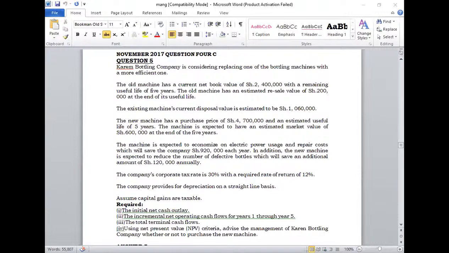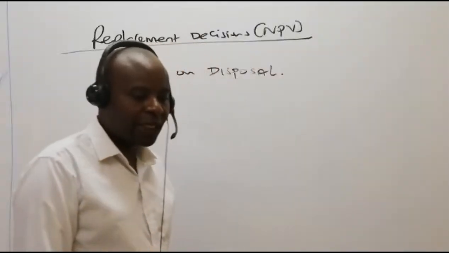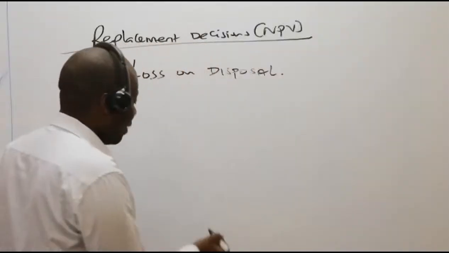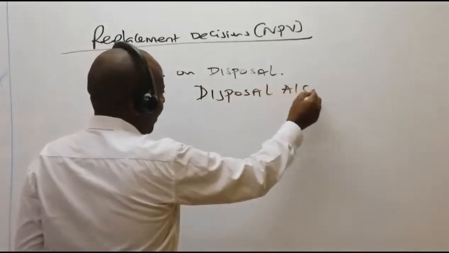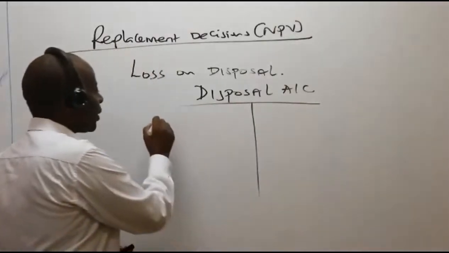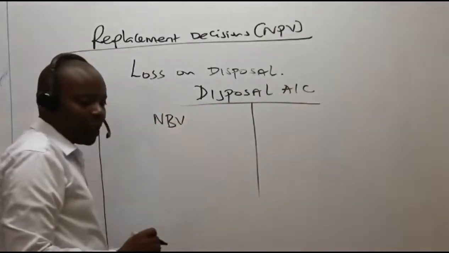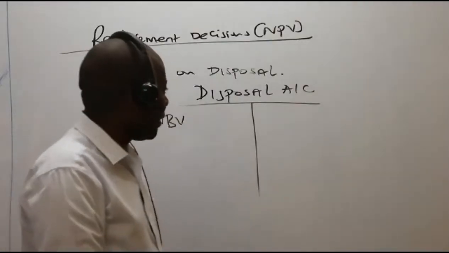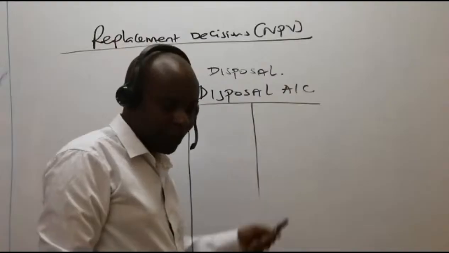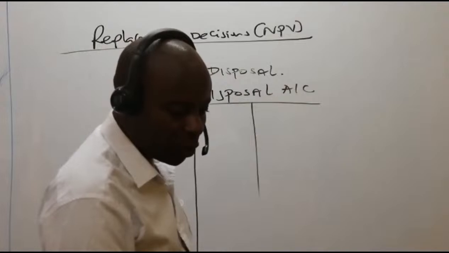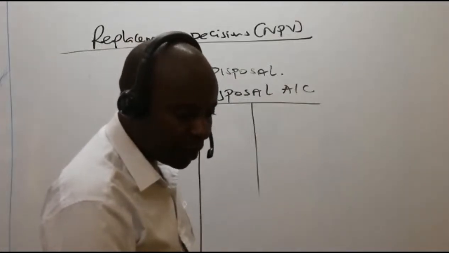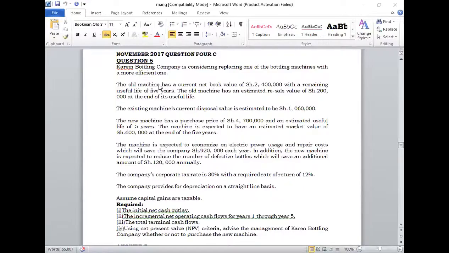So ladies and gentlemen, listen. Remember, in financial accounting, for you to get that loss on disposal, you would have done a disposals account. This is how you do it in CPA financial accounting. You start by debiting the disposal of the old machine account with the net book value of this machine. They have told us here the old machine has a current net book value of 2.4 million.